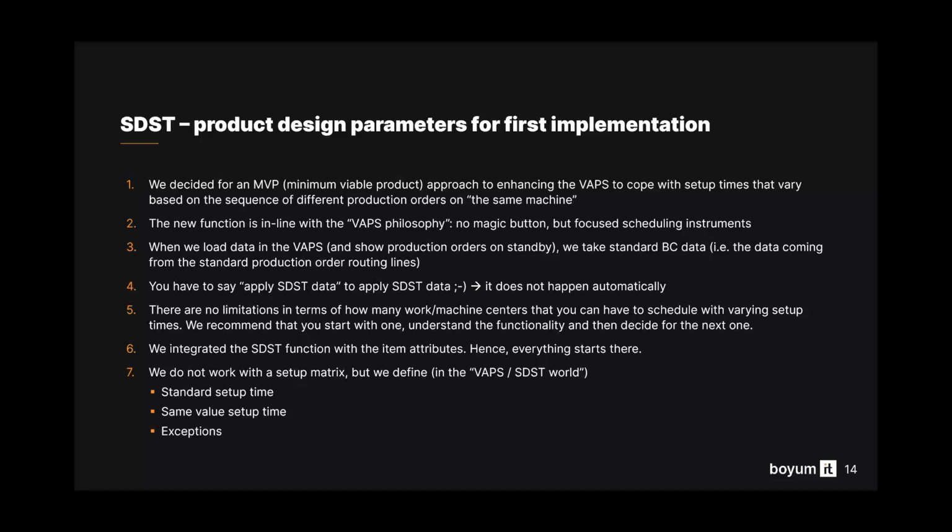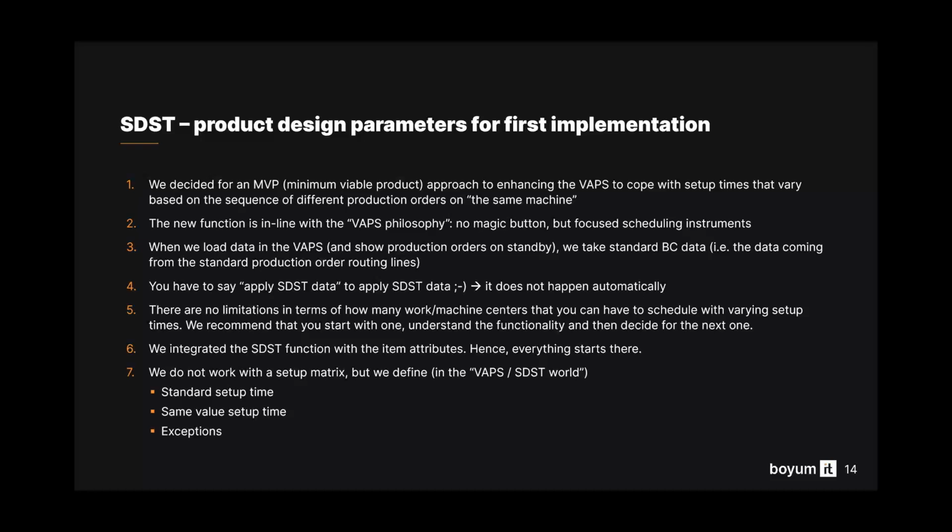And this was a long design decision. We do not work with the setup matrix. So now I assume you have a painting line and you have 10 colors, then you could draft a 10 times 10 matrix with all the colors in the lines and in the columns, and then you can put in every cell of the matrix a value.